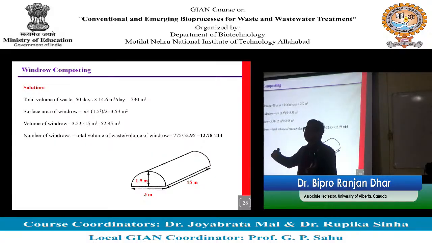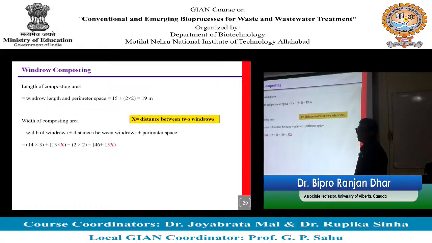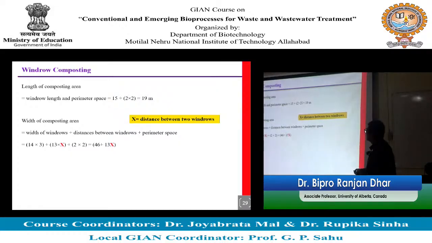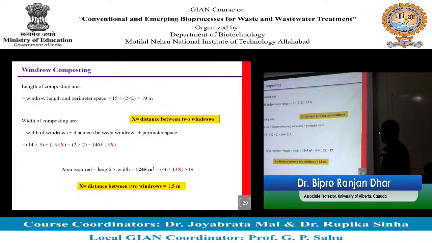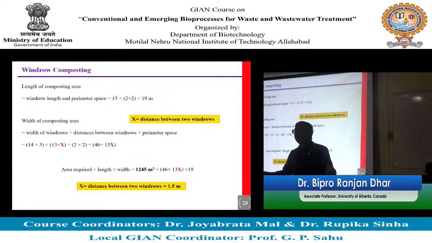I can consider the gap length to be x. So 13x, and space around the perimeter on both sides is going to be 2 meter and 2 meter. So 4, so 46 plus 13x. We know the length, and for width we have this, and we know the total area. So 46 plus 13x multiplied by 19, and my total area is 1245 meter square. This is my total area available. So I can easily solve this, and x is 1.5. So that means with this limited space I can only keep 1.5 meter of distance.